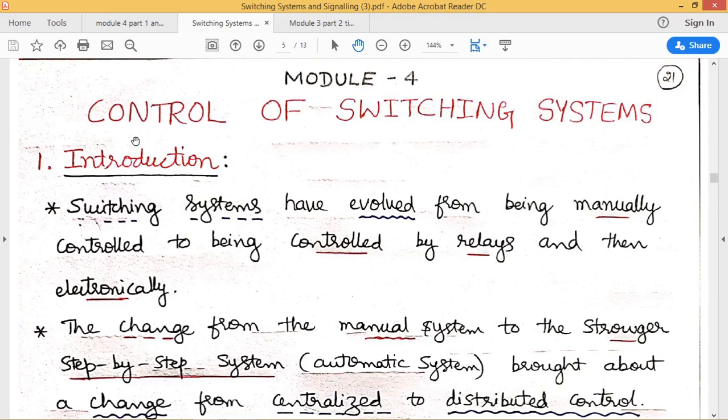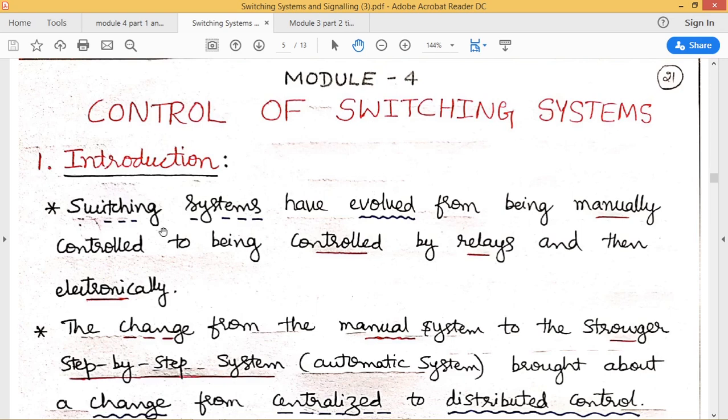Next, let us consider how controlling takes place inside a switching system. How to make a call, how to end the call, how to establish connections between the calling and the called person. All those things we will discuss under this heading, control of switching systems.